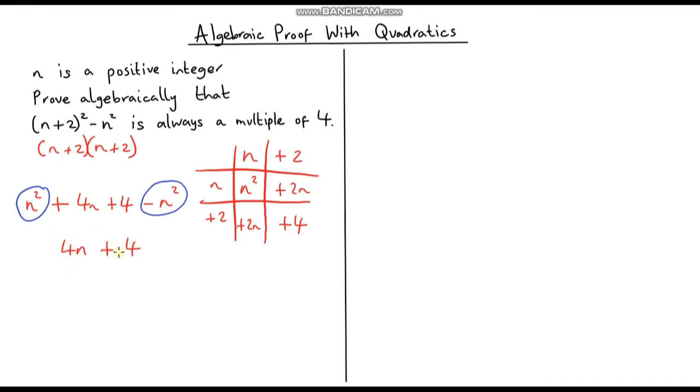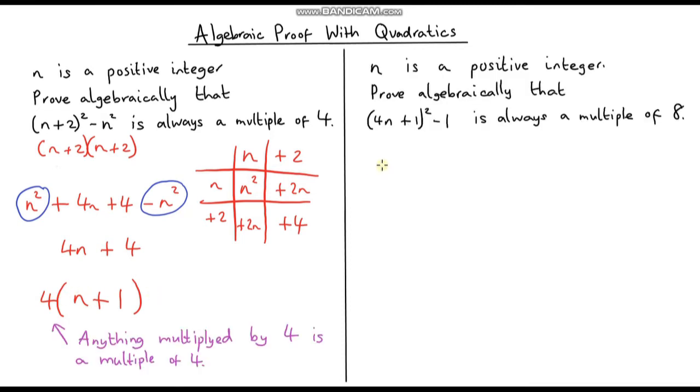Now, is this a multiple of 4? Well, this is definitely a multiple of 4. Just to prove that, we can factor out a 4. We can divide both terms by 4. So if we factor out a 4 from our expression, 4n divided by 4 is just n, and then plus 4 divided by 4 is 1. Now, we have proved that this is always a multiple of 4 because it doesn't matter what is in these brackets here. As soon as we multiply by 4, it becomes a multiple of 4. So that is our proof.